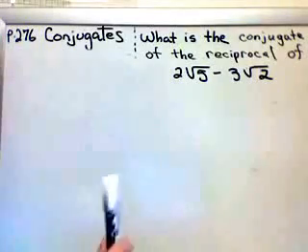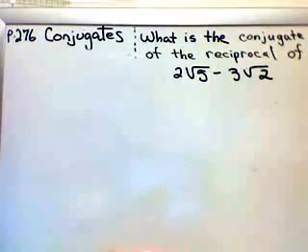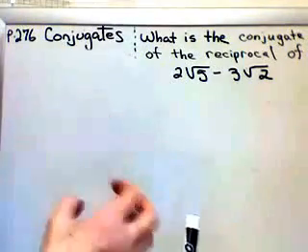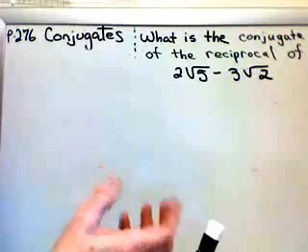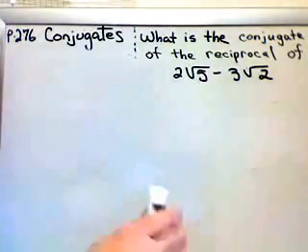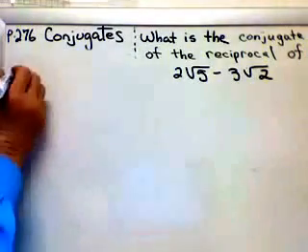Conjugates is an expression that's often used when you're dealing with expressions that have radicals in them. Basically, a conjugate is the part of the expression that, when you multiply it times a radical expression, the final answer is an integer. So what do you multiply this by to get an integer as an answer?